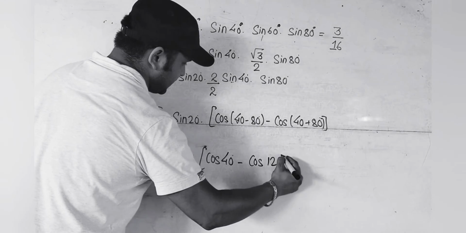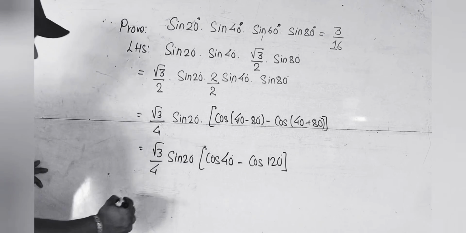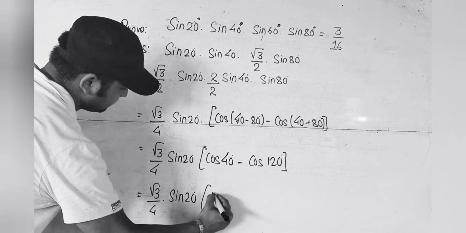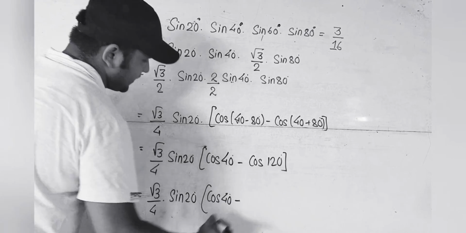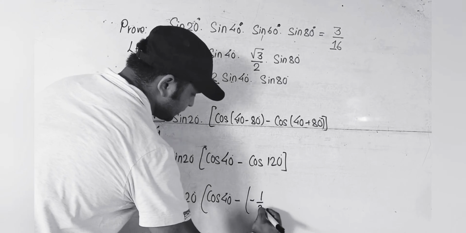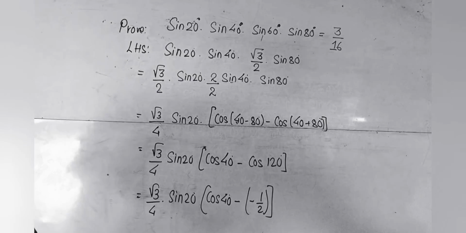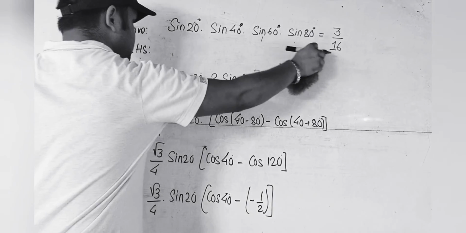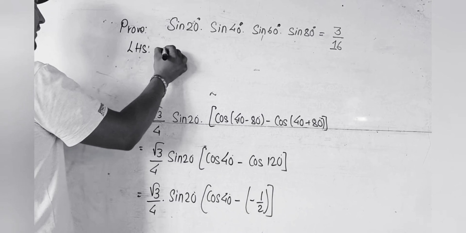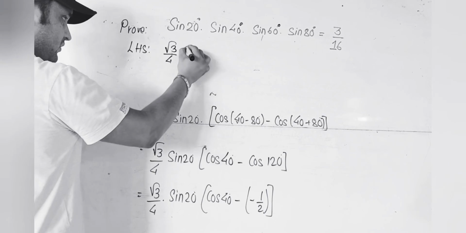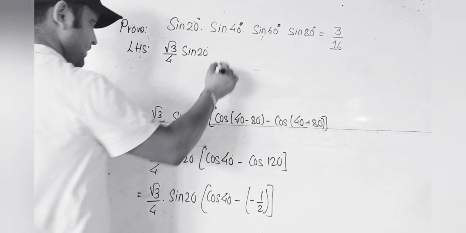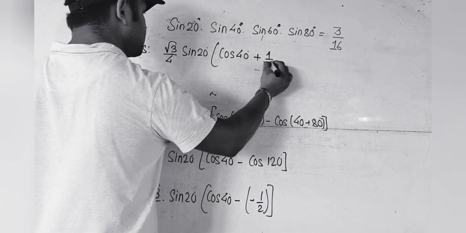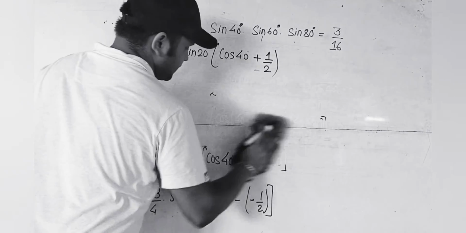That gives you cos 120 degree. Root 3 by 4 sine 20, cos minus 40 minus the value of cos 120 degrees, which is minus 1 by 2. Now after doing this, let us further solve it. Okay, you have root 3 by 4 sine 20 degree, and then you have cos 40 degree. Minus into minus gives you plus 1 by 2.